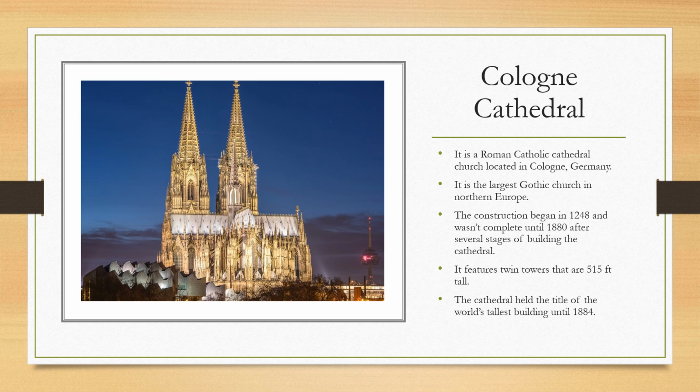Cologne Cathedral. It is located in Cologne, Germany, and stands as the largest Gothic church in Northern Europe. Construction began in 1248, and after several stages, it was completed in 1880. Due to its twin towers that stood over 515 feet in height, it stood as the world's tallest building until 1884.